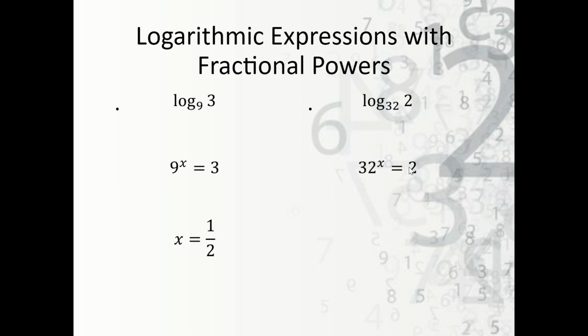Well, we can look at it this way. 2 to what power equals 32? So 2 to the second is 4, and then 8, then 16, then 32. So that was 5 times. So we know that 2 to the 5th power is equal to 32. So that means 32 to the 1/5 power equals 2. So x equals 1/5.